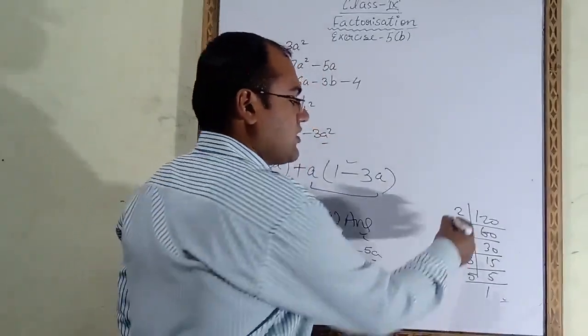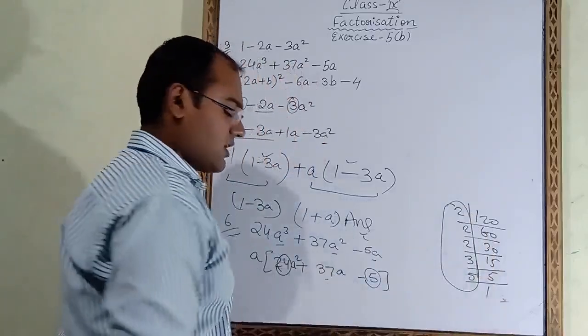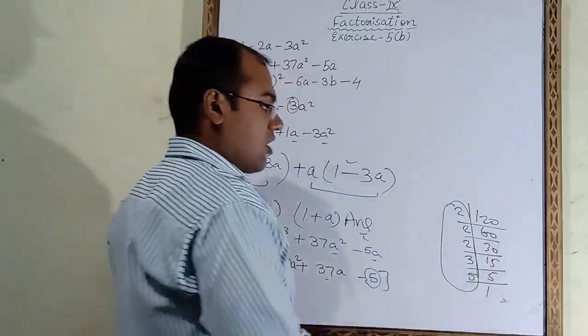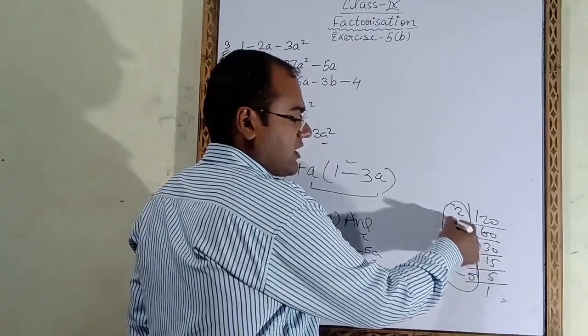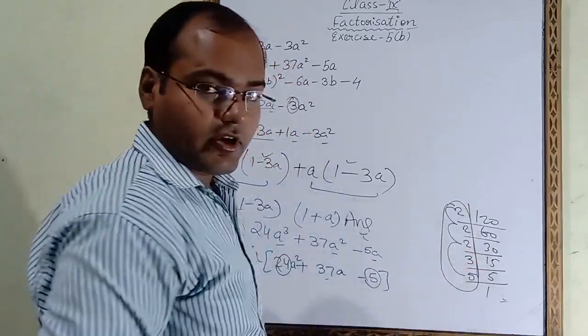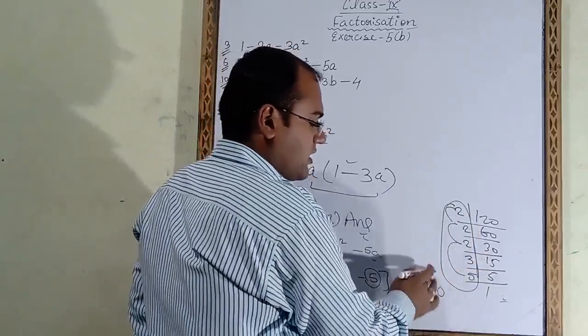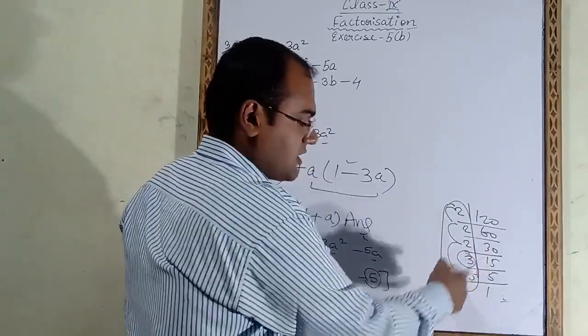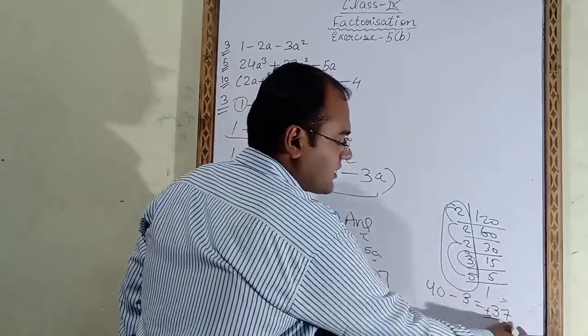After this you have to use these numbers in such a way so that you can make here plus 37. So how we will make? 5 twos are 10, 10 twos are 20, 20 twos are 40. One more number is remaining here, this 3. 40 minus 3 will be plus 37.